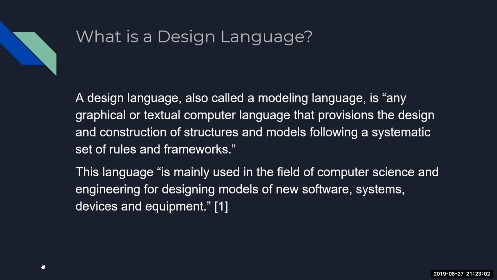Design languages are often used in the field of computer science and engineering for designing models of new software, systems, devices, and equipment. The context of these modeling languages is primarily textual and graphical. Unified Modeling Language, commonly known as UML, is a popular modeling language that is used to build system and object models graphically.